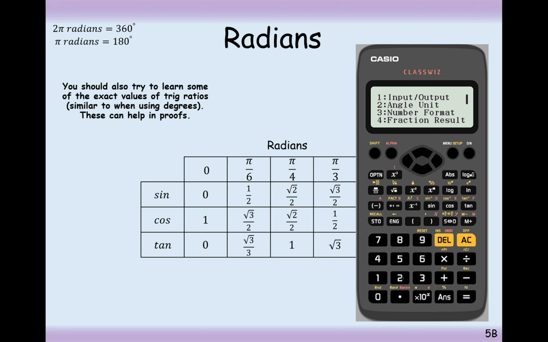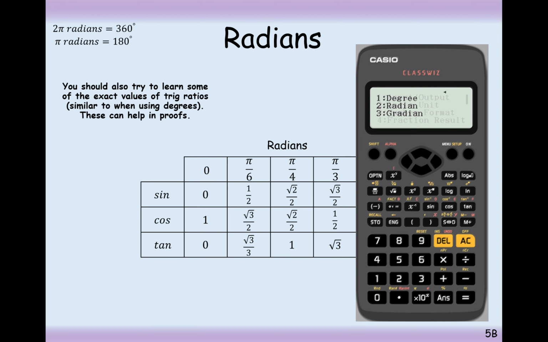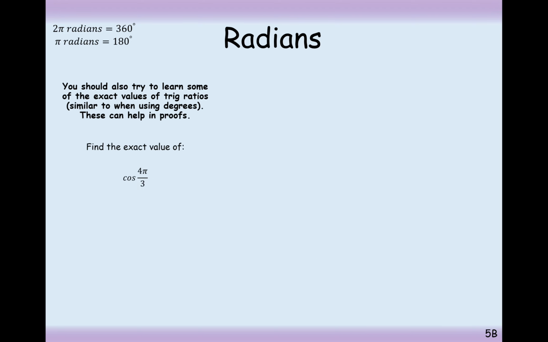So on your calculator, hit number 2, and then you can select to put it in radians mode by selecting again option 2. And if you'd like to move it back from radians into degrees mode, at this point you just press number 1. So press number 2 and you're there.